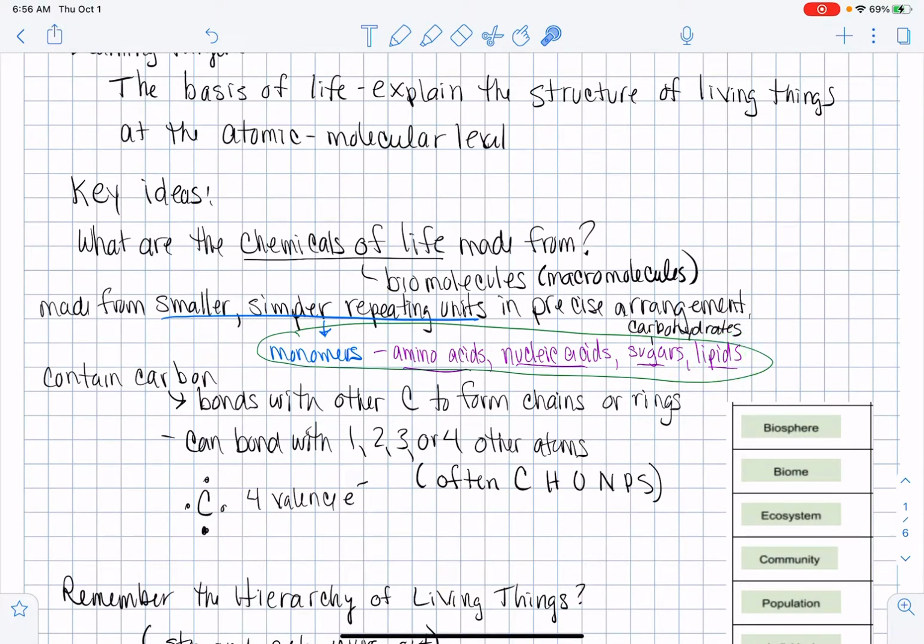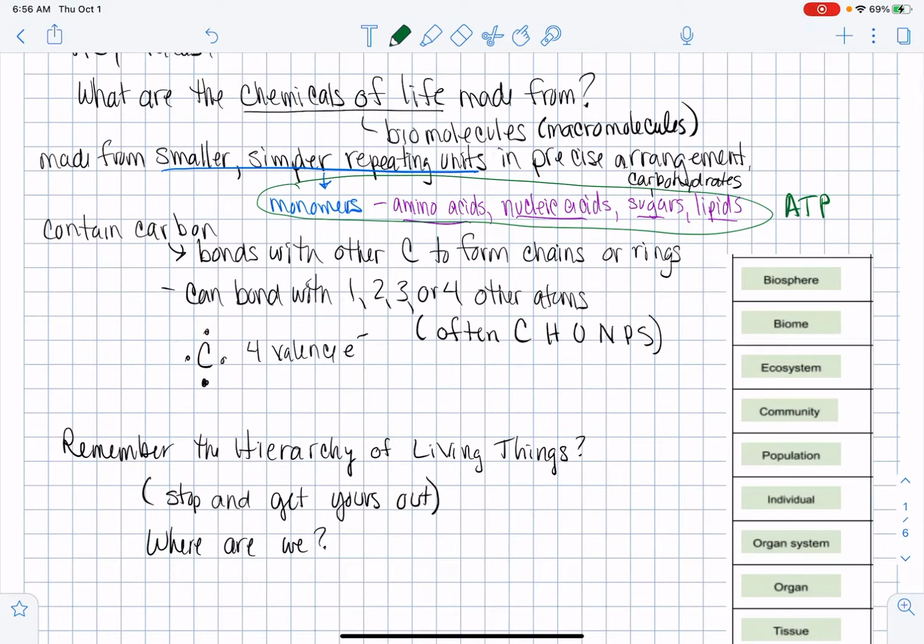We're also going to take a look at ATP because that's what your body uses to pull the energy out of glucose and transfer it around so that you can use it to do things like write down these notes. Carbon compounds. They're all carbon compounds. They contain a lot of carbon, which, as you've probably heard before, is the basis of life.